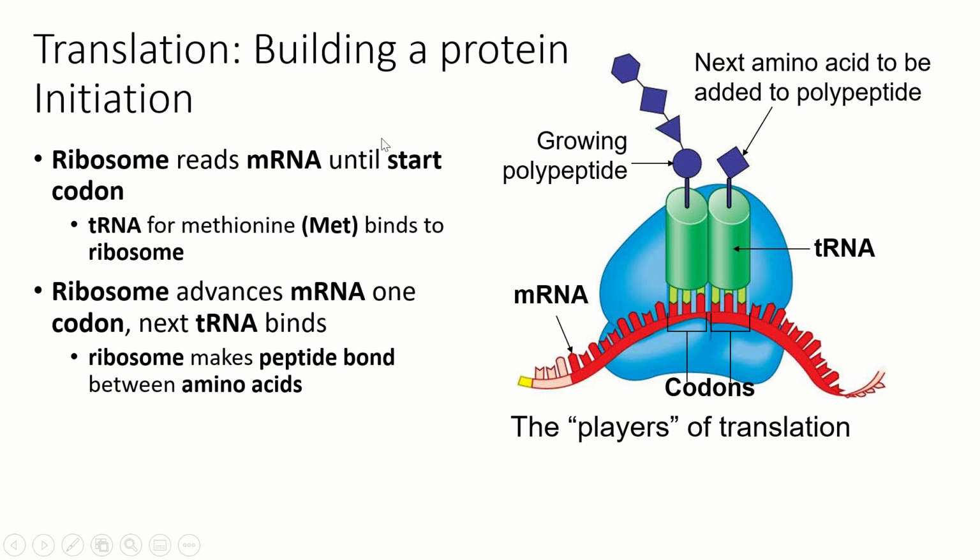All right, so the ribosome binds the mRNA at the start codon. A tRNA with a methionine comes along, binds to the ribosome and the mRNA, and then the ribosome actually pushes the mRNA along so it can get to the next codon. Another tRNA comes, binds to that codon. The ribosome creates a peptide bond between the two. Repeat, repeat, repeat.